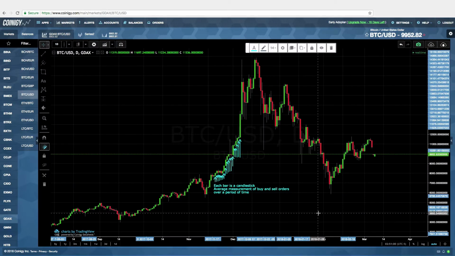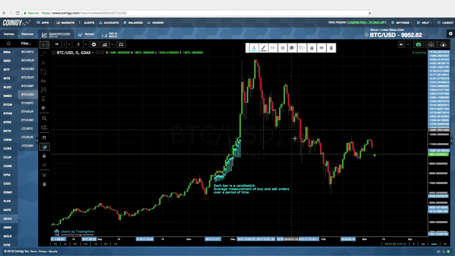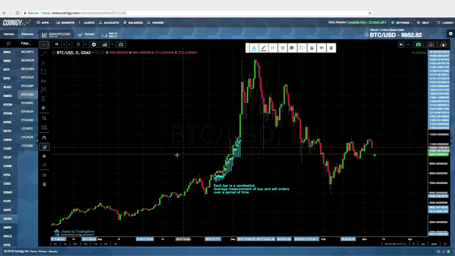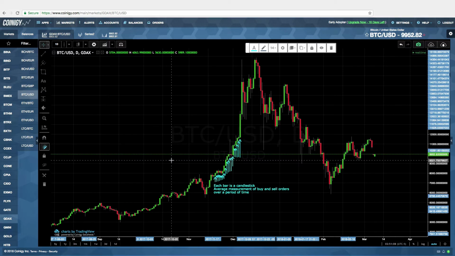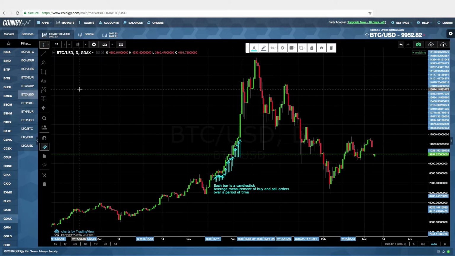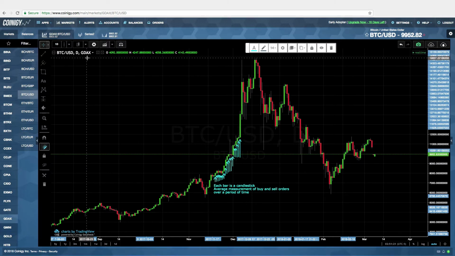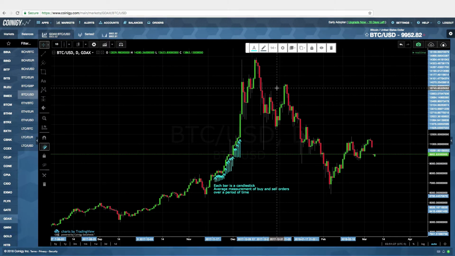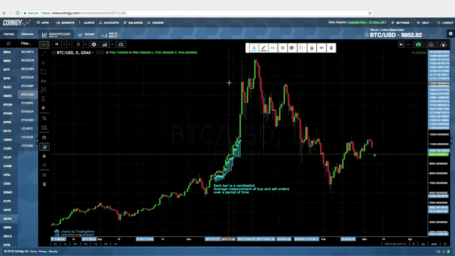All right, so right here we have a standard graph. This is the graph for Bitcoin, and it is the Bitcoin and USD pairing. You could see that right up here, Bitcoin/USD means that this is the Bitcoin graph, and it's paired with the United States dollar. And this is for GDAX, so this is using the information from the GDAX exchange. And let's go over it.